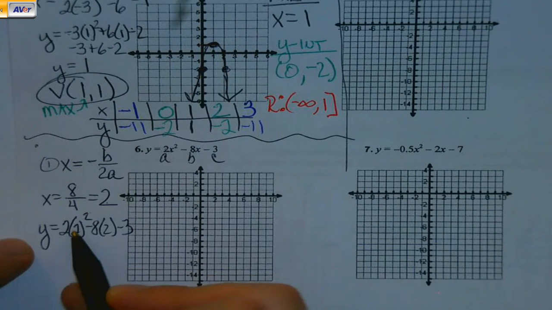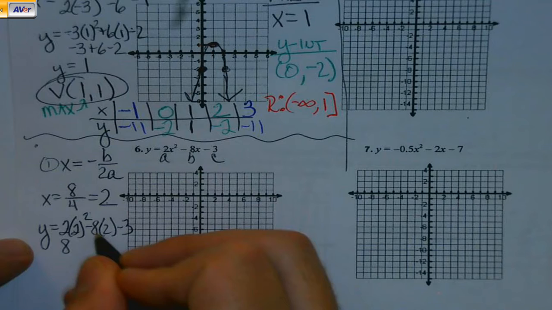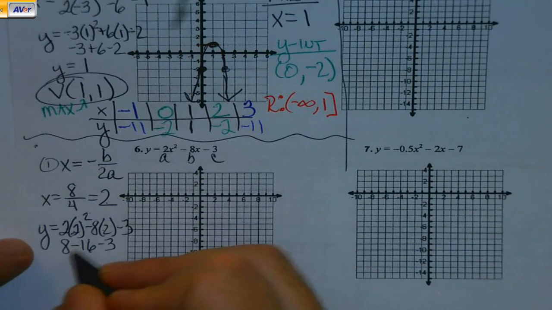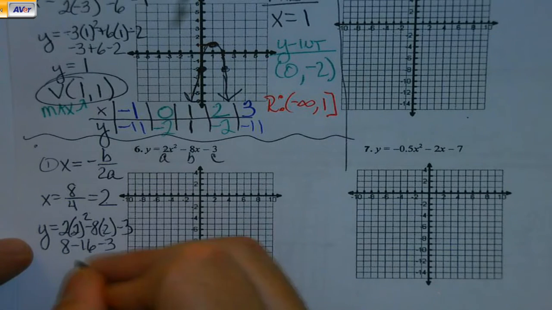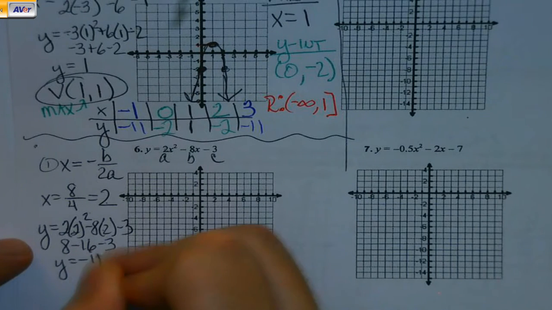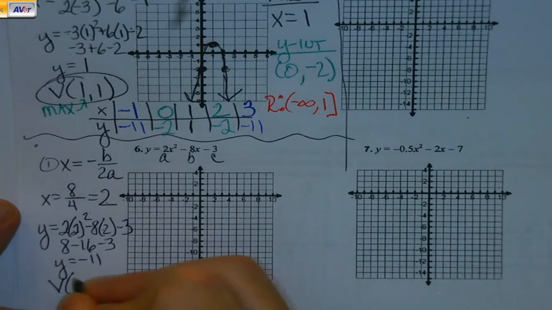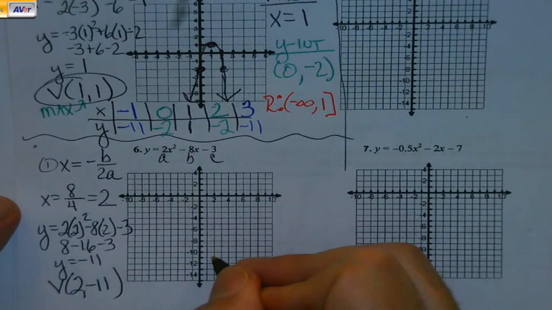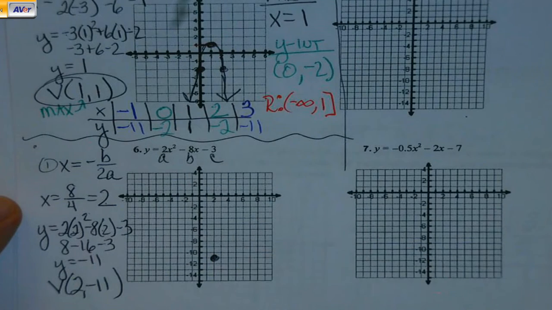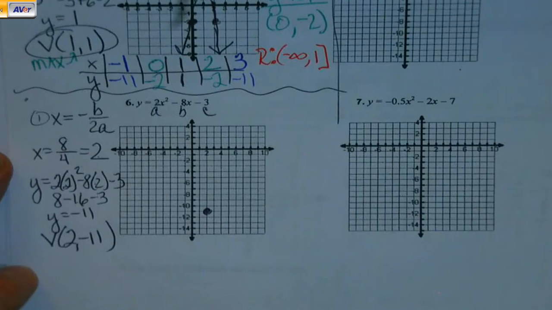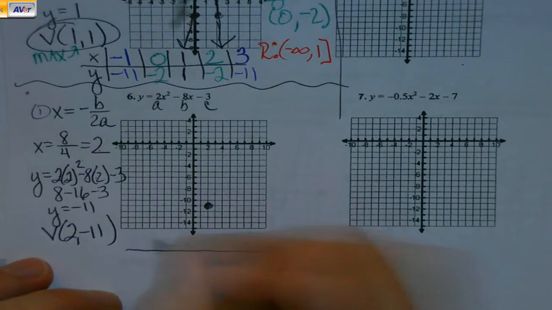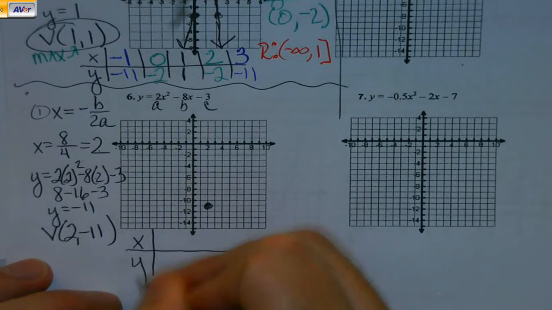2 squared is 4, times 2 is 8. 8 times 2 is 16. Ooh, that's a doozy. It does fit to -11. Get that first point. Once I have that again, I'm going to show you one other thing after this one that I haven't yet.